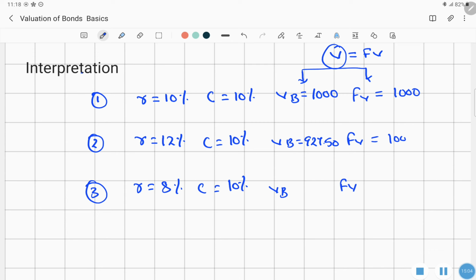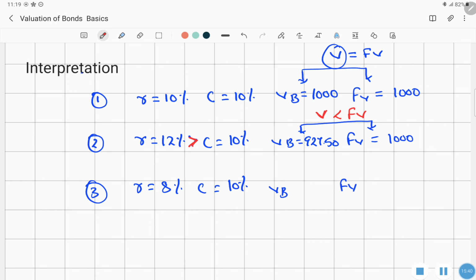In this case, we find that when the required rate of return is greater than the coupon rate, that is 12% is greater than 10%, we find that the value of the bond is less than the face value. The value of the bond is less than your face value of the bond, right? So the calculated value of the bond is less than the face value of the bond when the required rate of return is greater than your coupon rate.